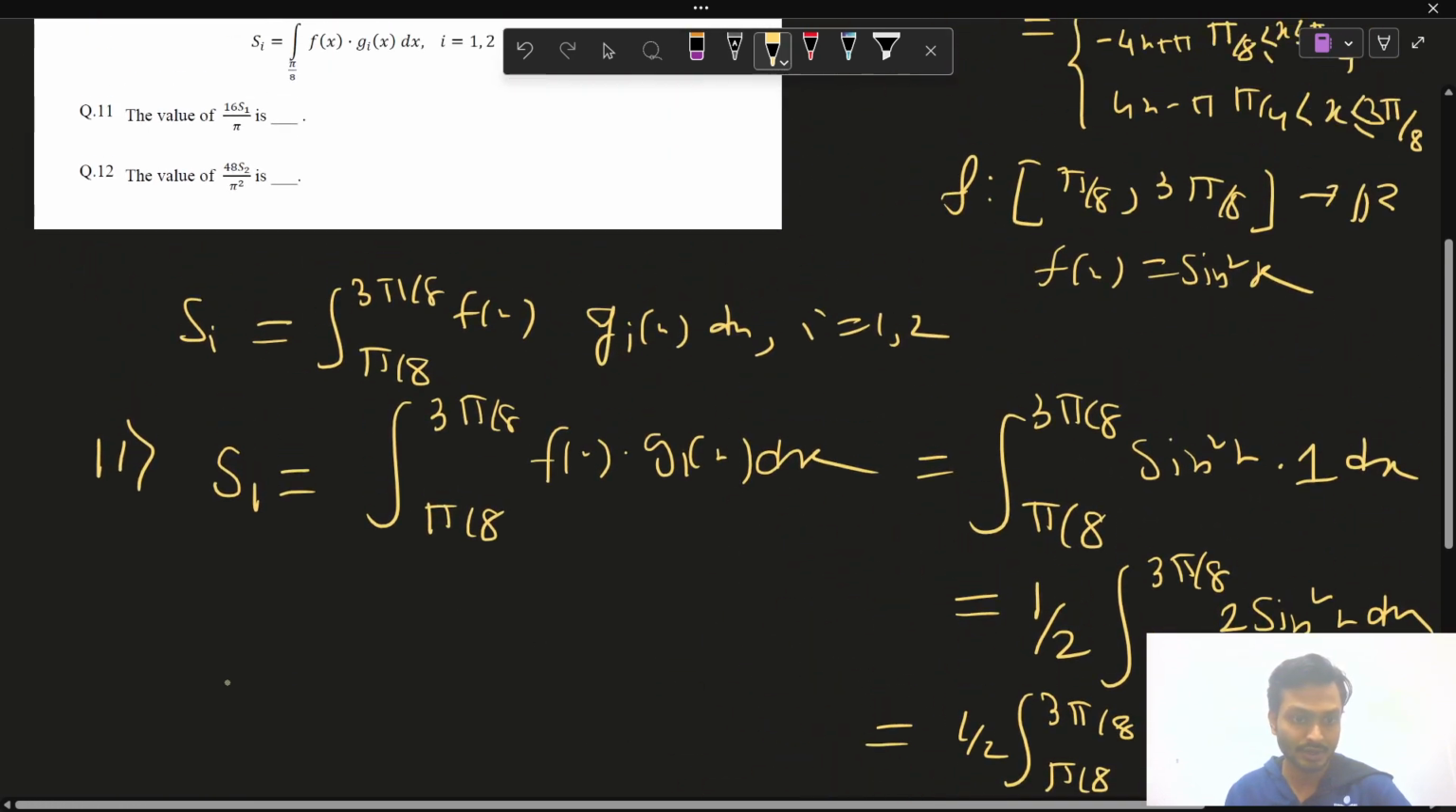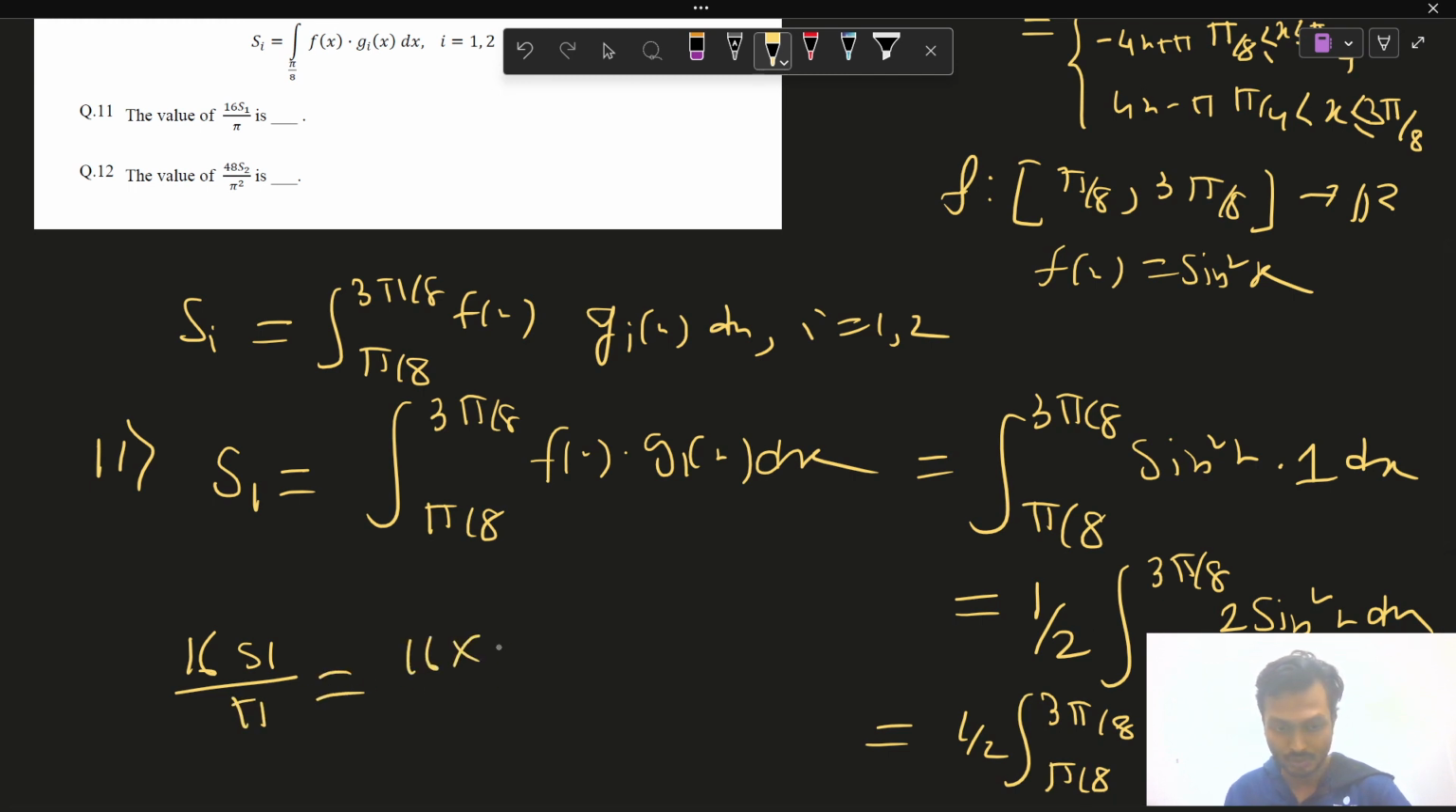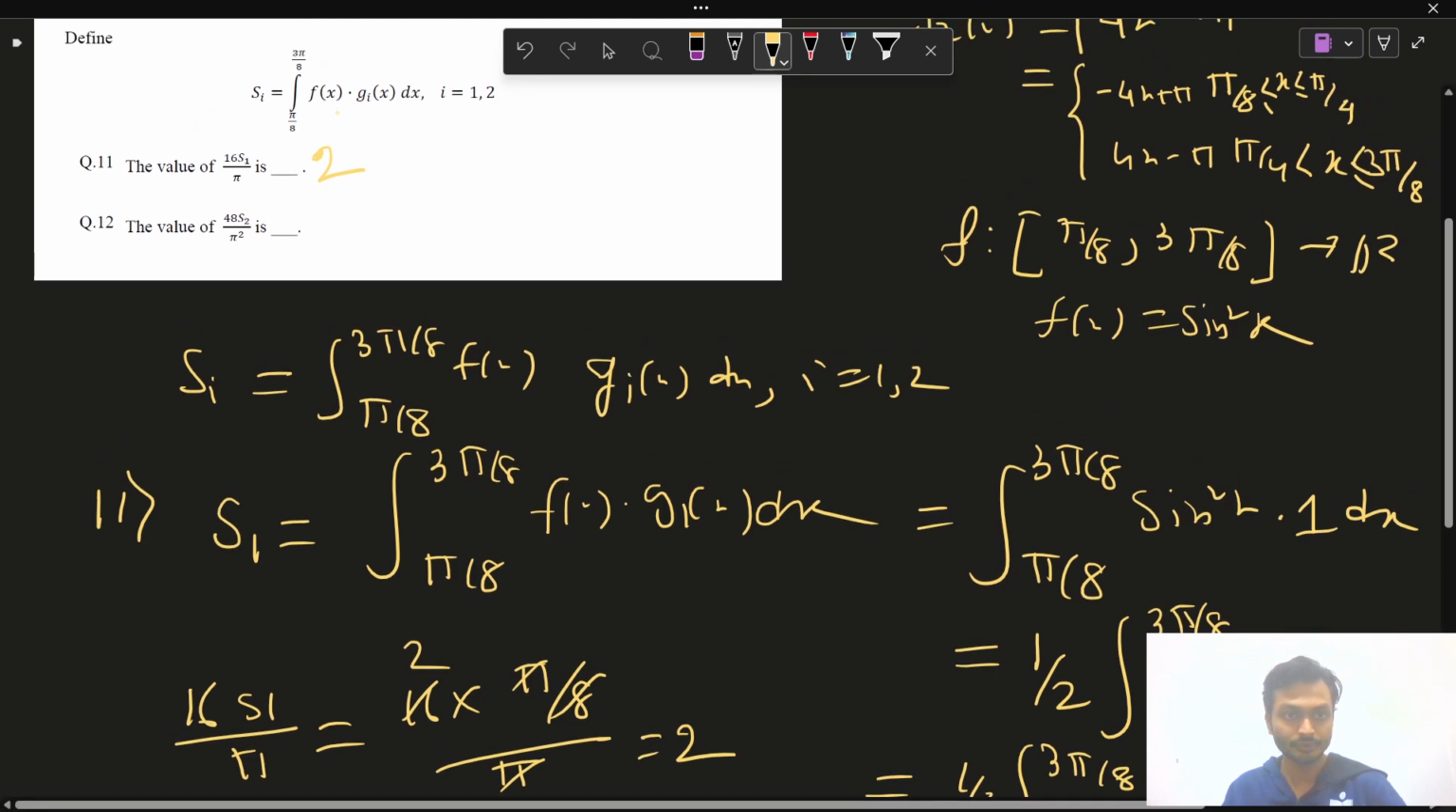Now we have to find 16 S1 by pi. So this is 16 into S1, which is pi by 8, so this will be 2, and divided by pi, so pi will be cancelled. So this will be 2. So for the first question, the answer will be 2.